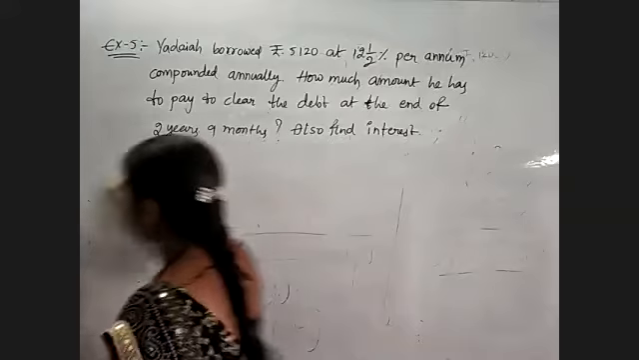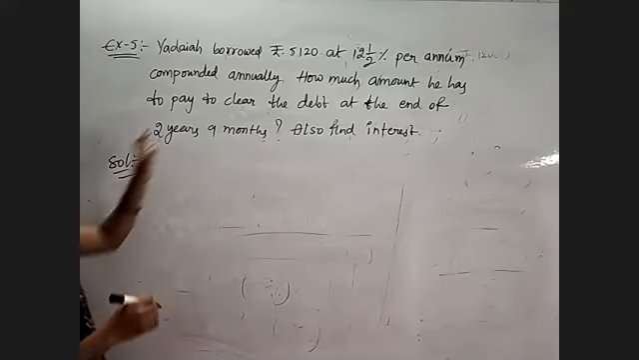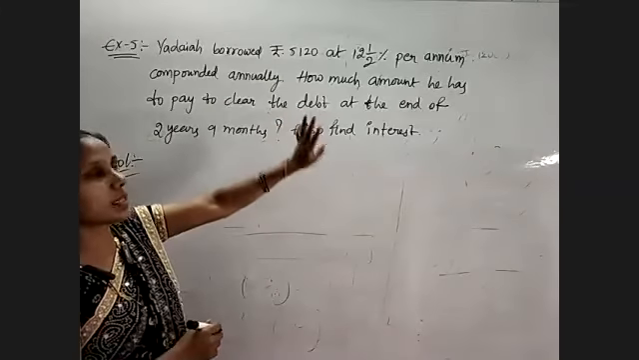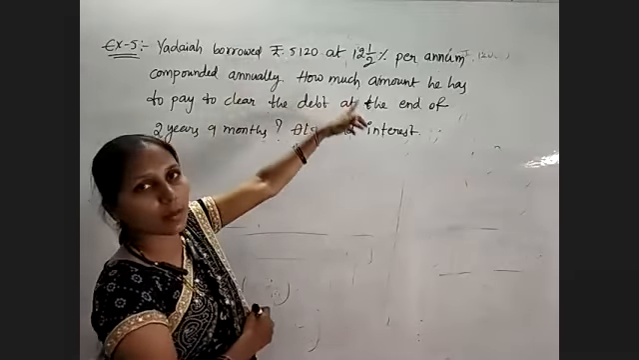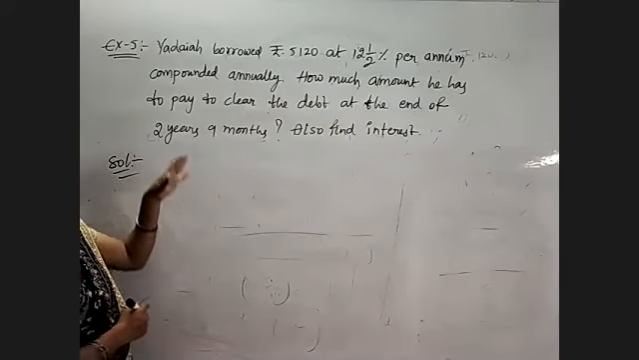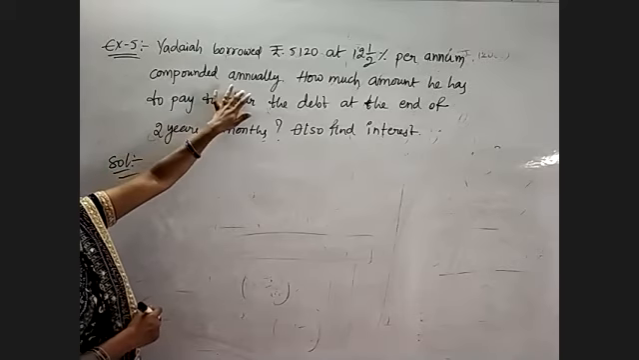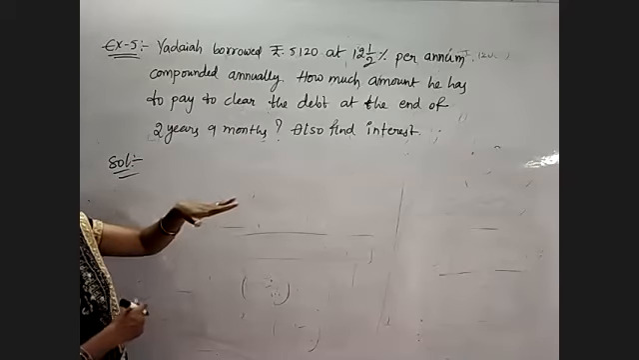Okay, observe the given question. Here they mention that Yadaya borrowed 5,120 rupees at 12 1/2% per annum. P is 5,120, R is 12 1/2%. So the mixed fraction must be converted into an improper fraction. The interest is compounded annually, which means however many years they give, that is the number of conversion periods.